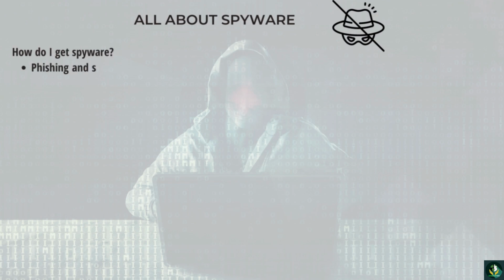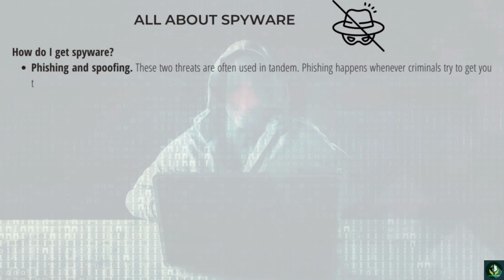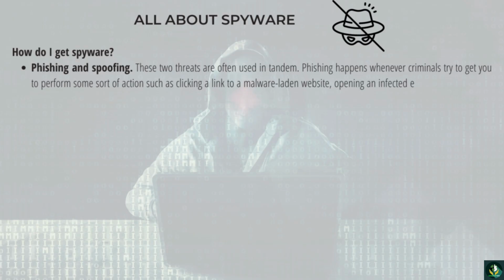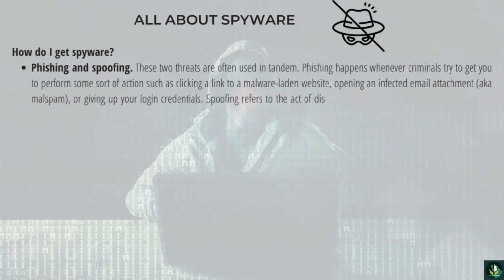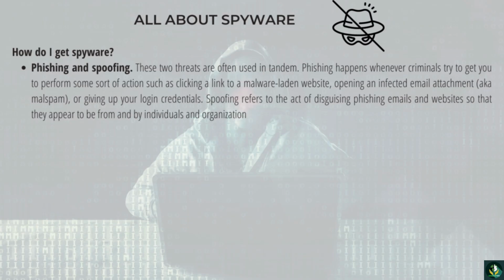Phishing and spoofing. These two threats are often used in tandem. Phishing happens whenever criminals try to get you to perform some sort of action, such as clicking a link to a malware-laden website, opening an infected email attachment, also known as malspam, or giving up your login credentials. Spoofing refers to the act of disguising phishing emails and websites so that they appear to be from and by individuals and organizations you trust.